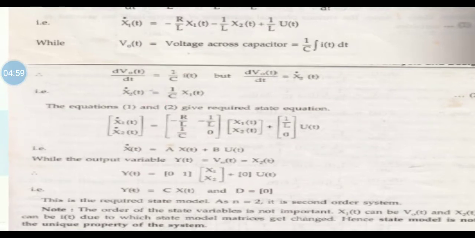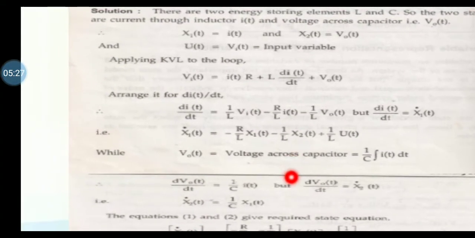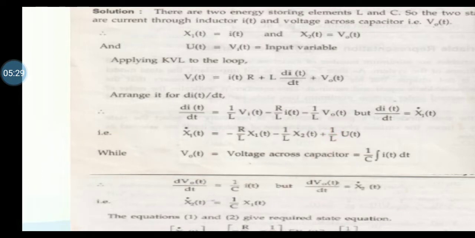So x1 dot t, x2 dot t is equal to minus R by L, minus 1 by L. Here, the first element x1 of t, this element is due to x2. When you see in equation 1, it is minus R by L, and x2 is associated with minus 1 by L. In the second equation it is just x1, which is 1 by C. x2 is not present in equation 2, due to that it is written as 0 here.